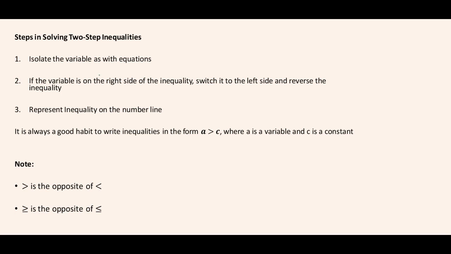The first thing we want to do is to isolate variables as we do with equations. And then if the variable is on the right side of the inequality, we switch to the left side and reverse the inequality, and then we're going to represent the inequality on the number line. And one of the best practices that I like to encourage is you always want to write your inequality in this form where your variable is on the left hand side and your constant is on the right hand side.